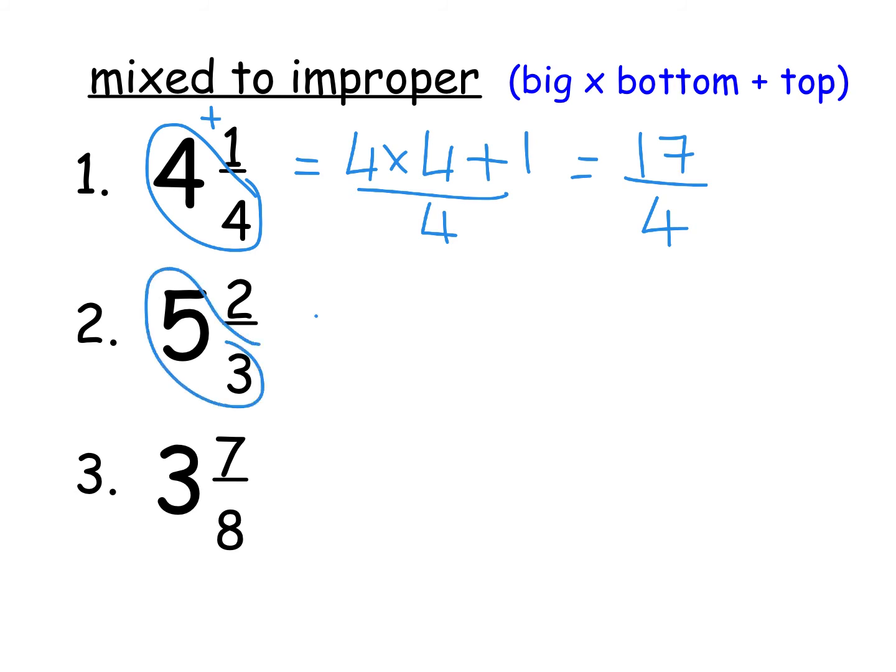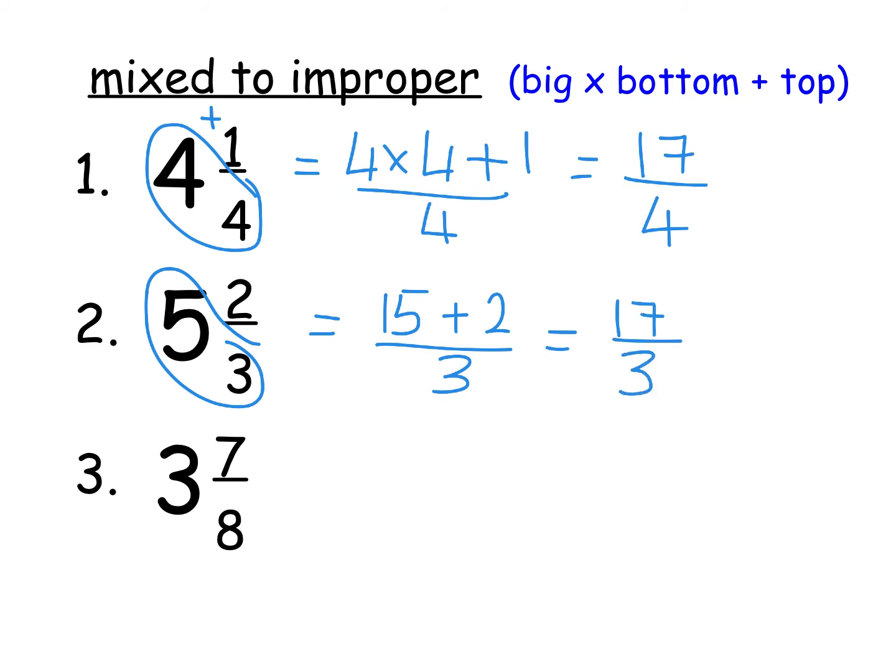5 times 3 is 15. So we've got 15 plus 2. And we were talking thirds there, so it's all over 3. 15 plus 2 is, of course, 17. So we have 17/3 for that example there.